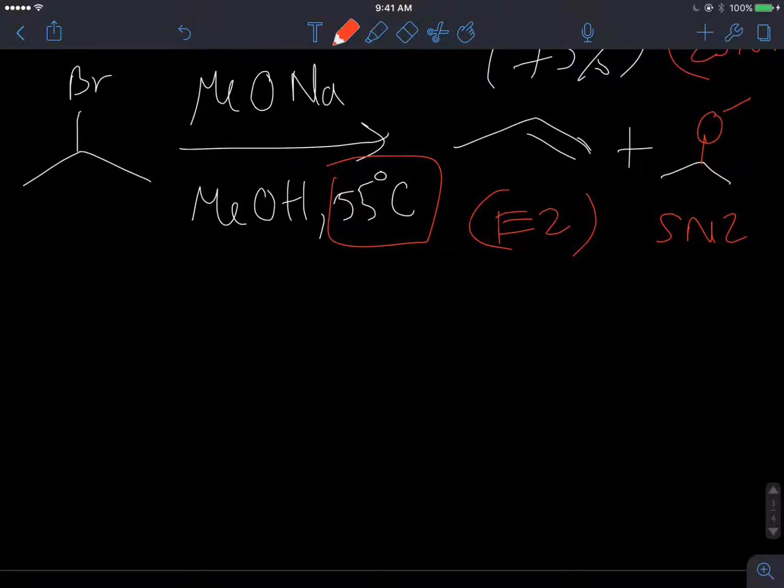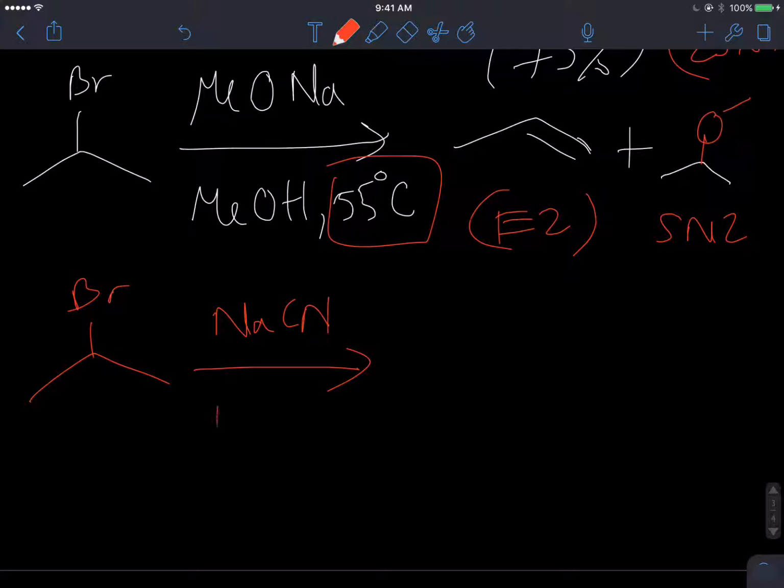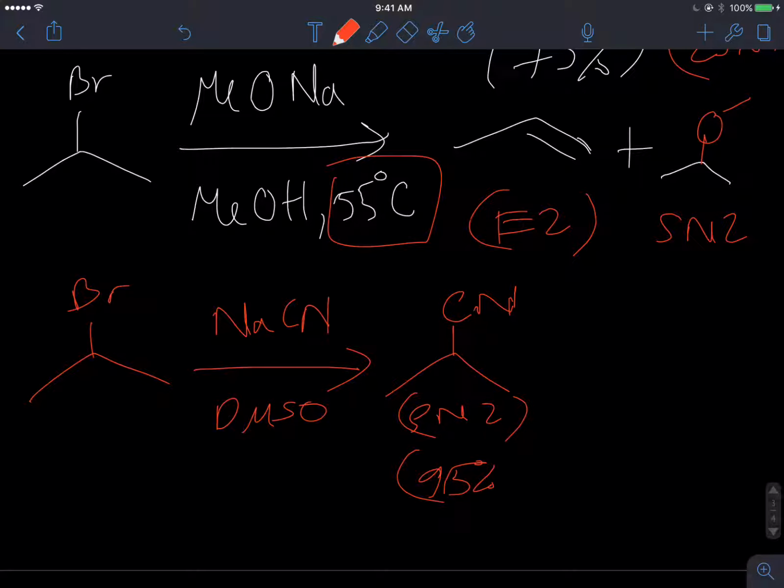Okay, and another example. Let's do another example. This same substrate, but we use NaCN in DMSO. And what you will have is this CN, which is the SN2, and how many percent? I guess it's 95%, and 5% is E2. Yep, but most of the time it's going to be this.